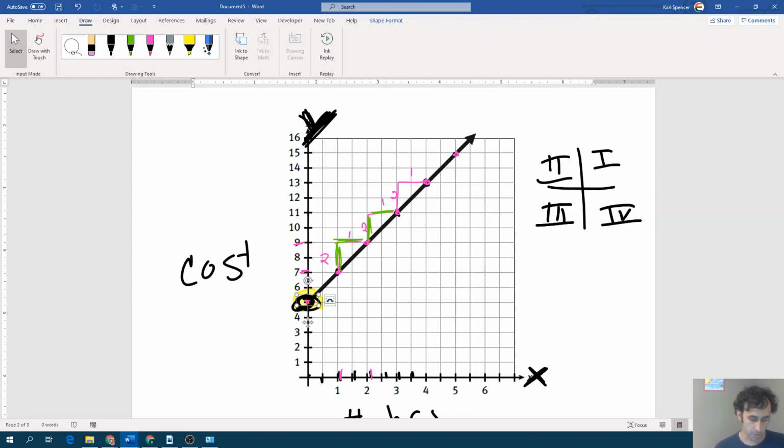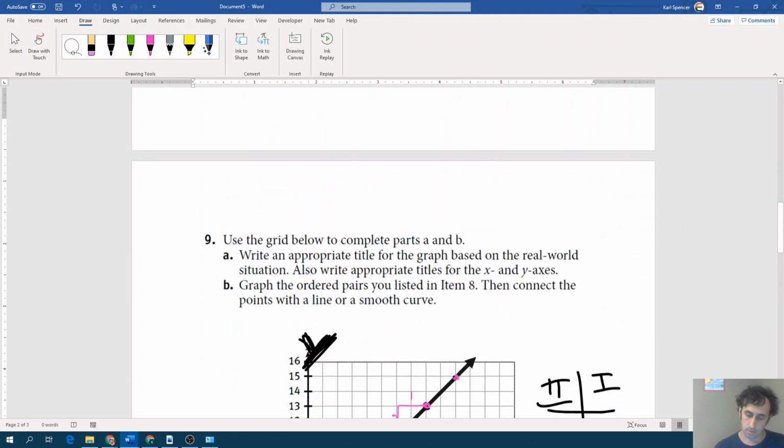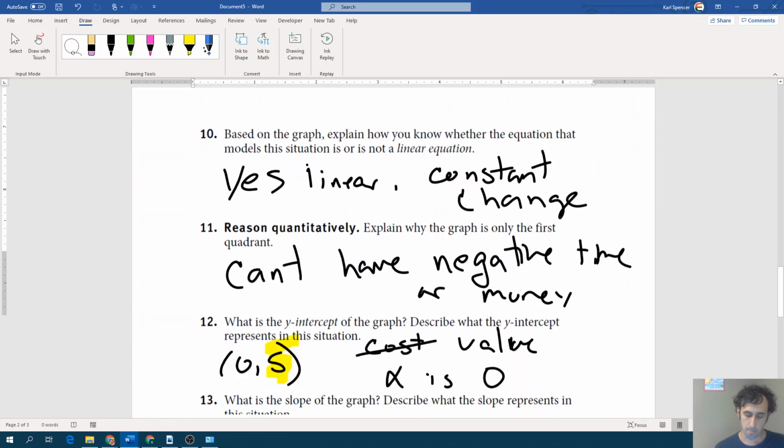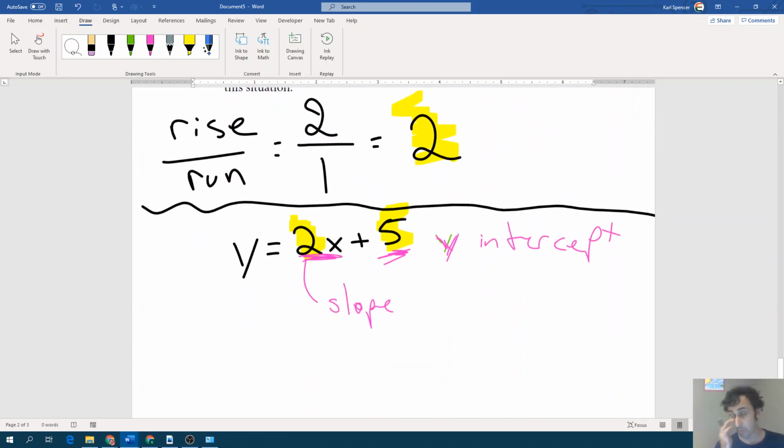I hope this video helped you on how to graph an equation starting from points, and we build into what the slope and intercepts were.